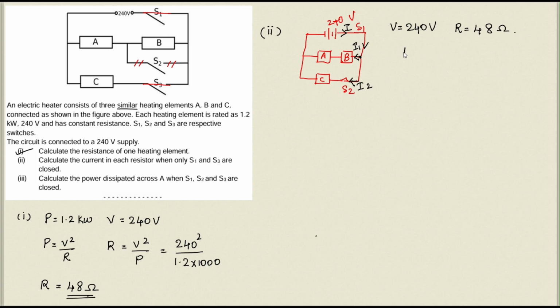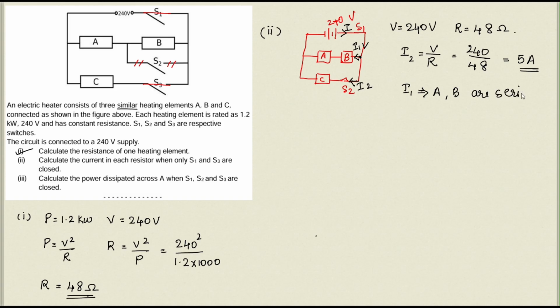So what is the current? According to Ohm's law, I is equal to V by R. Here we are finding I2, so we can write I2 is equal to V by R, which is 240 by 48, and that is equal to 5 amperes when you do the calculation. Now, I1 current is the same for A as well as B, as they are in series.